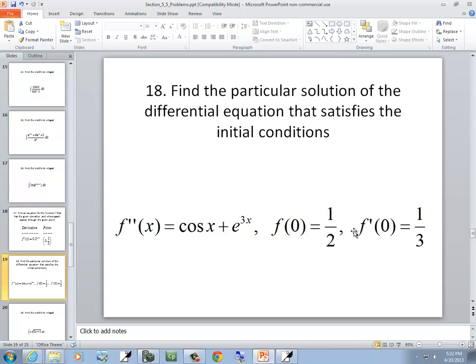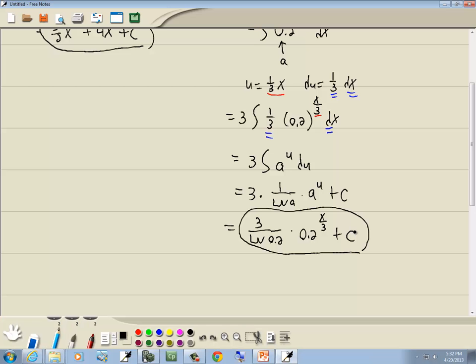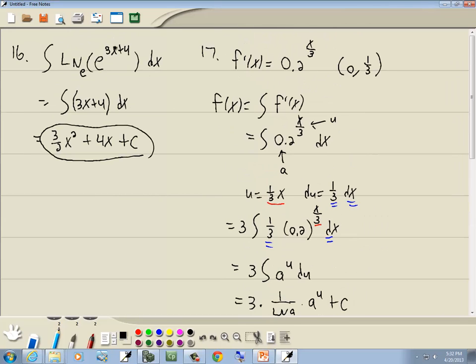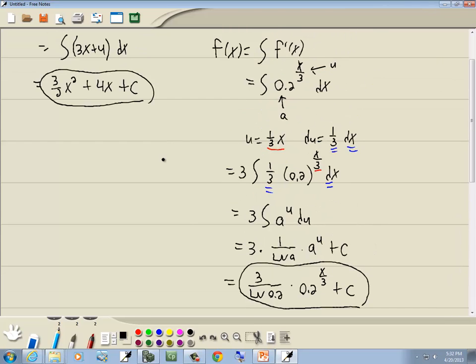And let's solve this differential equation. Let me go ahead and save this. Probably have room, but actually if I start up here I know I will. So 18. F double prime is equal to cosine x plus e to the 3x. Actually, let me start a new page. What am I doing? Okay.